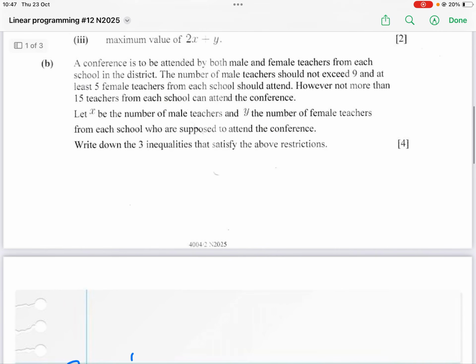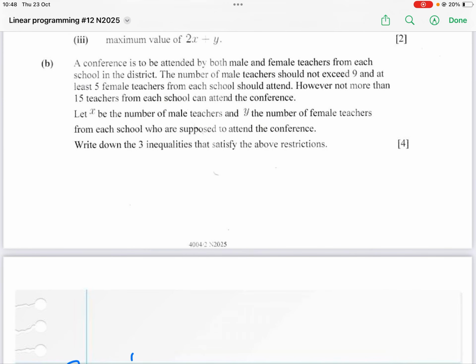And then finally, a conference is to be attended by both male and female teachers from each school in the district. The number of male teachers should not exceed 9, and at least 5 female teachers from each school should attend. However, not more than 15 teachers from each school can attend the conference. Let X be the number of male teachers and Y the number of female teachers from each school who are supposed to attend the conference. Write down the 3 inequalities that satisfy the above restrictions.